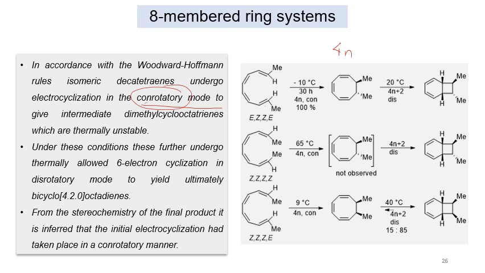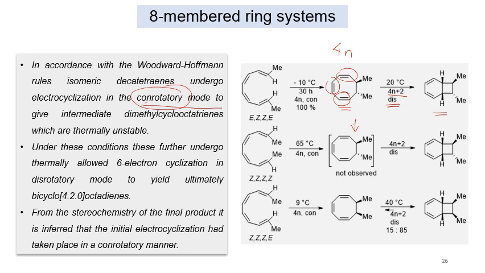Under thermal conditions, you will generate systems like these, which are rather unstable thermally, and these will undergo a disrotatory closure, because now these are 2, 4, 6 electron systems, 4N plus 2. This therefore undergoes a disrotatory ring closure to give you the fused bicyclic systems. In many cases, you may not observe the intermediate because the reaction is very feasible and pretty fast.